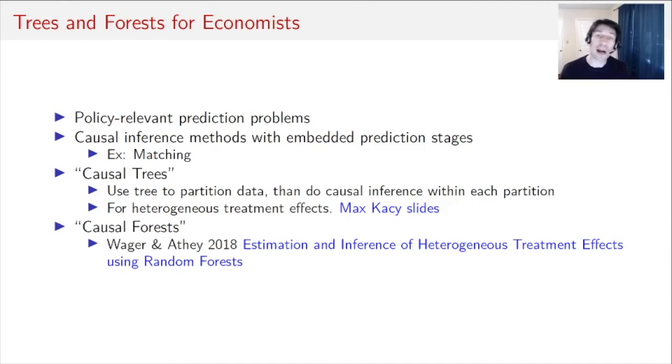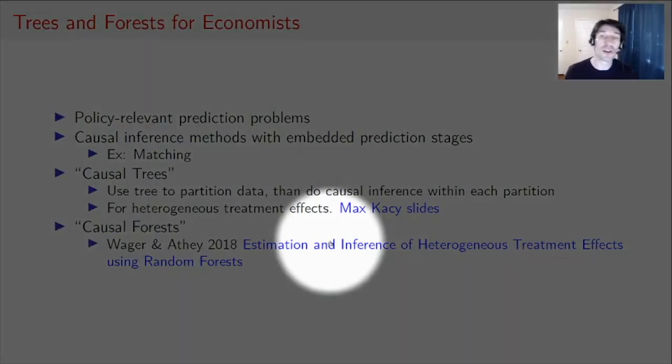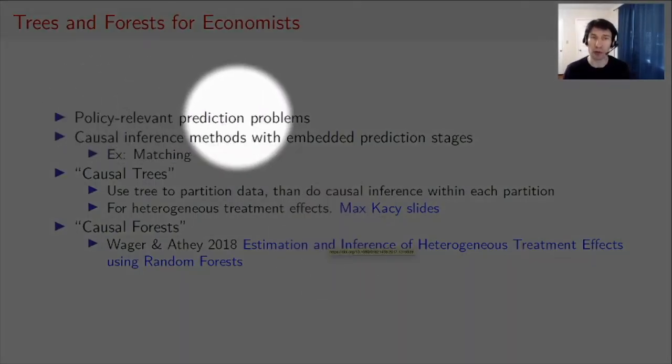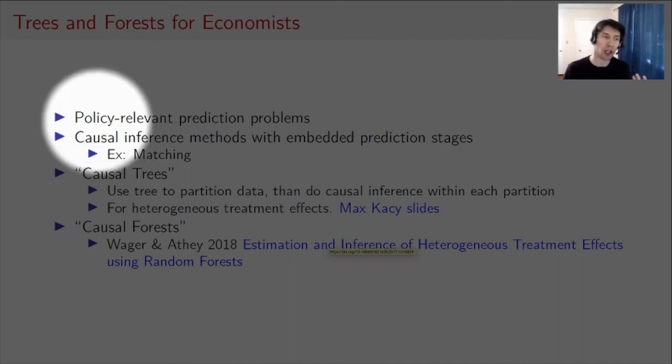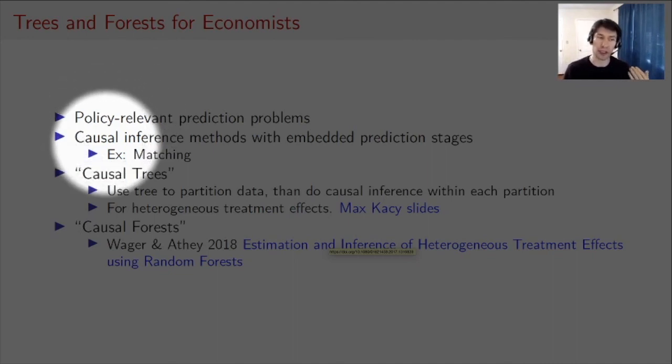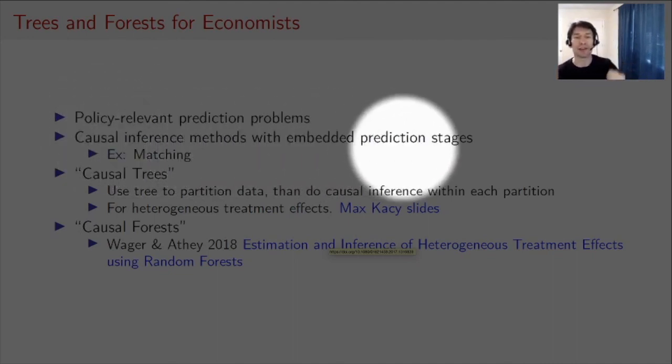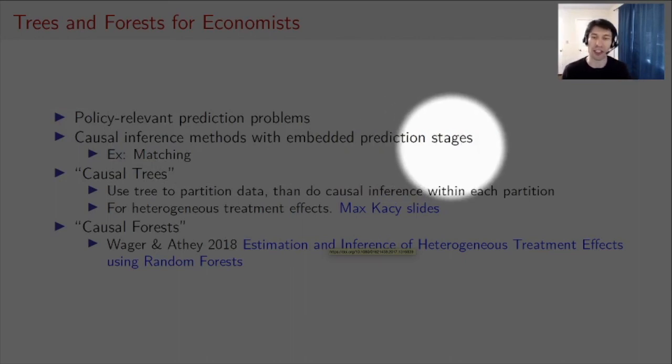Following on that, how would we actually use those methodologies in economics? Well, there are several things. First of all, there are some prediction problems that are very policy relevant. So you might be able to write economics papers just based on predictions rather than on inference. The second class of applications are, of course, the causal inference methods that do have an embedded prediction stage inside of them. So I already talked about that last week.